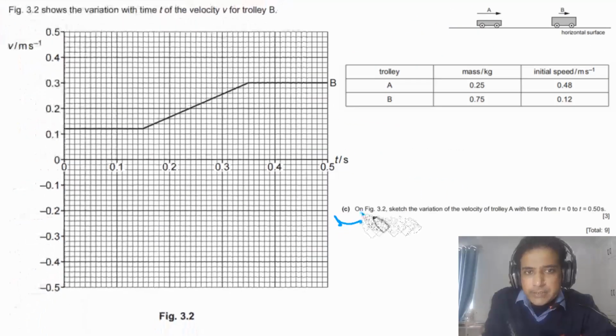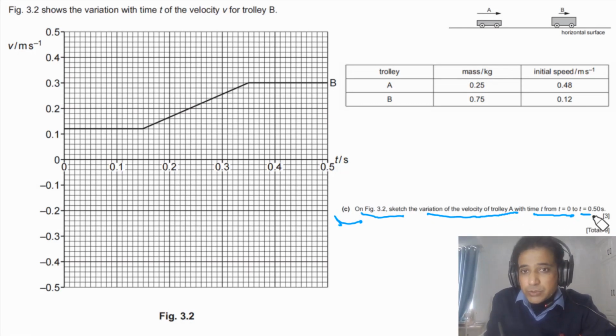Part C says, on figure 3.2, sketch the variation of the velocity of trolley A with time t from t equals 0 to t equals 0.50 seconds.